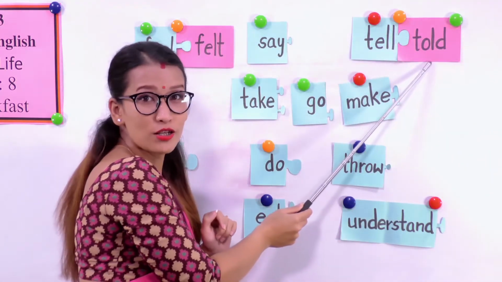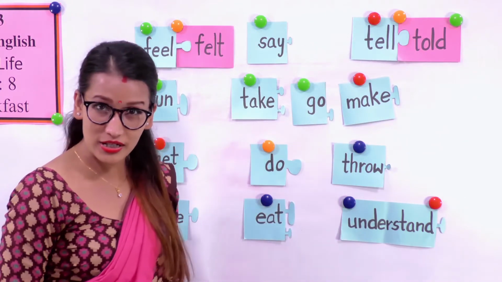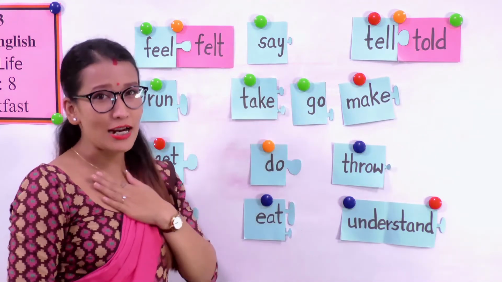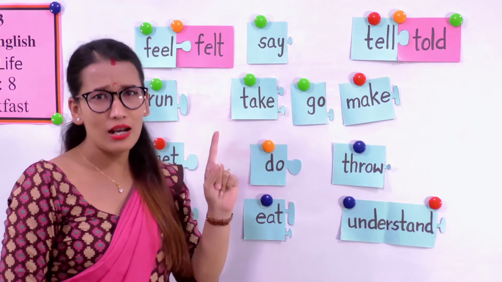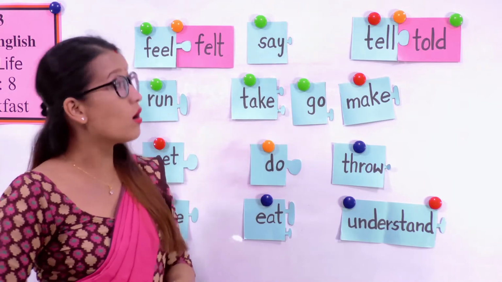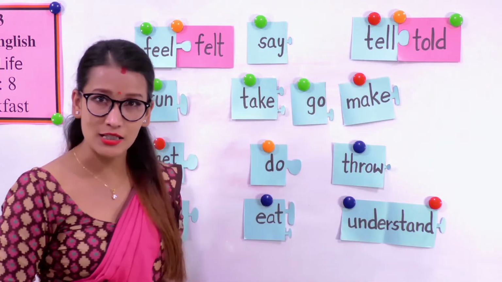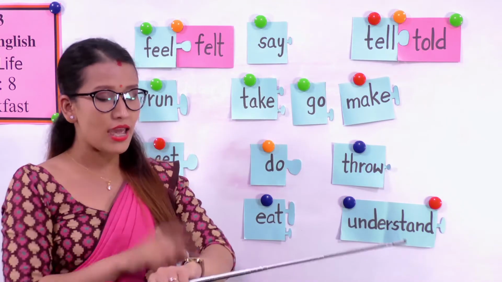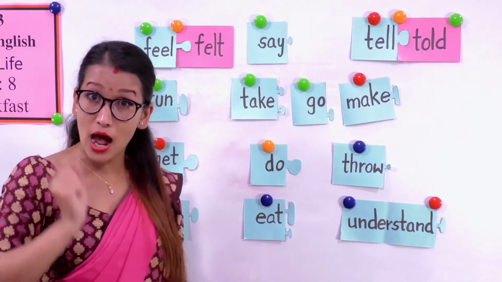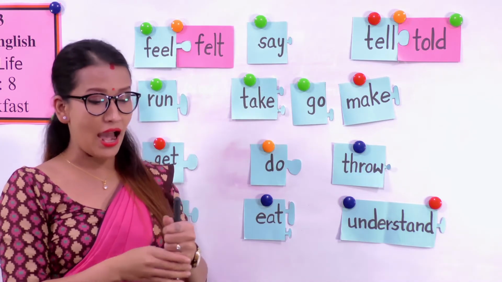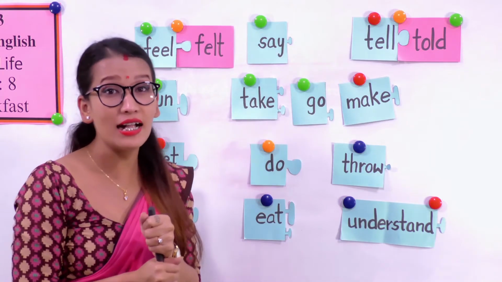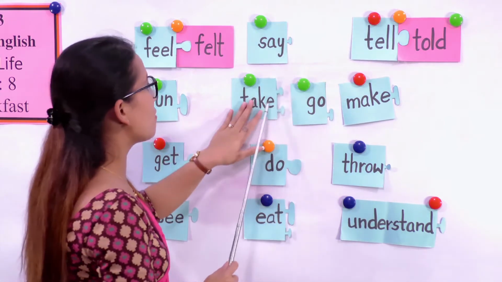Tell, told. Good. I tell stories today. I told stories yesterday. I told stories to my children last Monday. I tell stories to you today, okay? So, this is the present tense and this is the past tense. Past means the time that has already gone. And present means right now. What is happening? I hold a pointer today. I held a pointer yesterday. In the same way we are going to do for this.